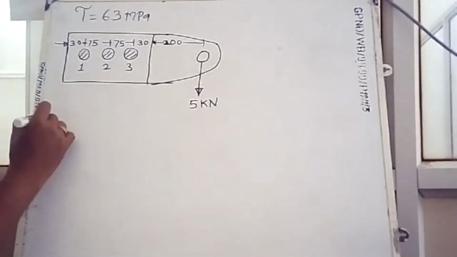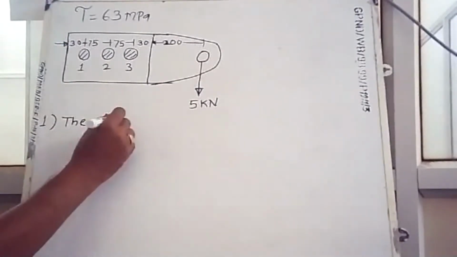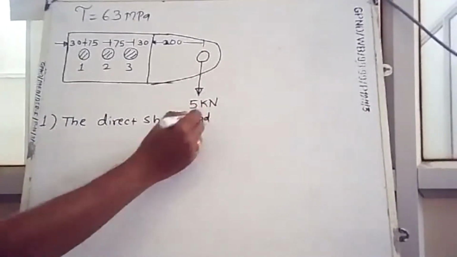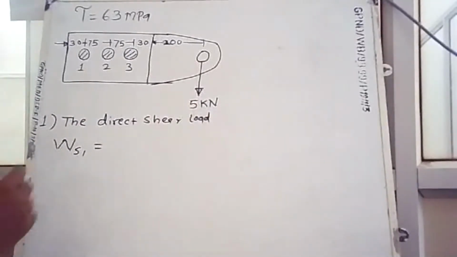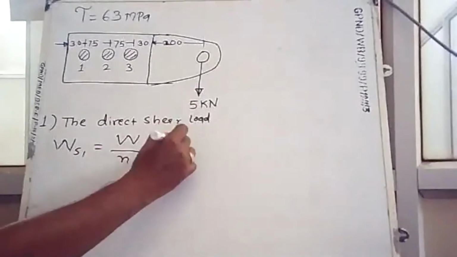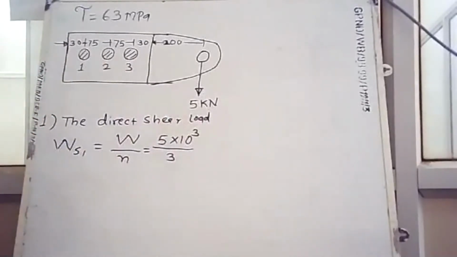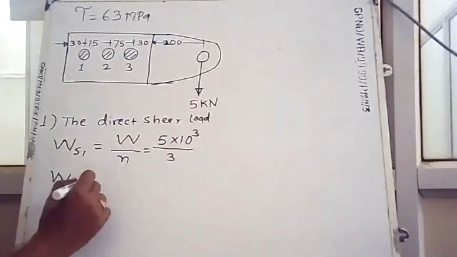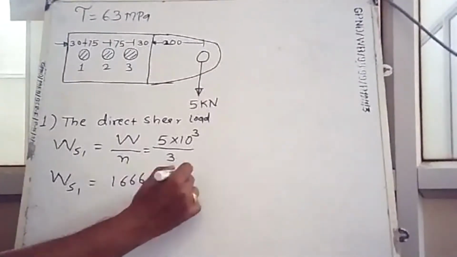Now number one, the first is the direct shear load. This direct shear load ws1 we can find in a very simple way: total load divided by number of bolts. So here total load is 5 kilonewton divided by number of bolts, which is 3. So direct shear load comes out to 1666.67 newtons.